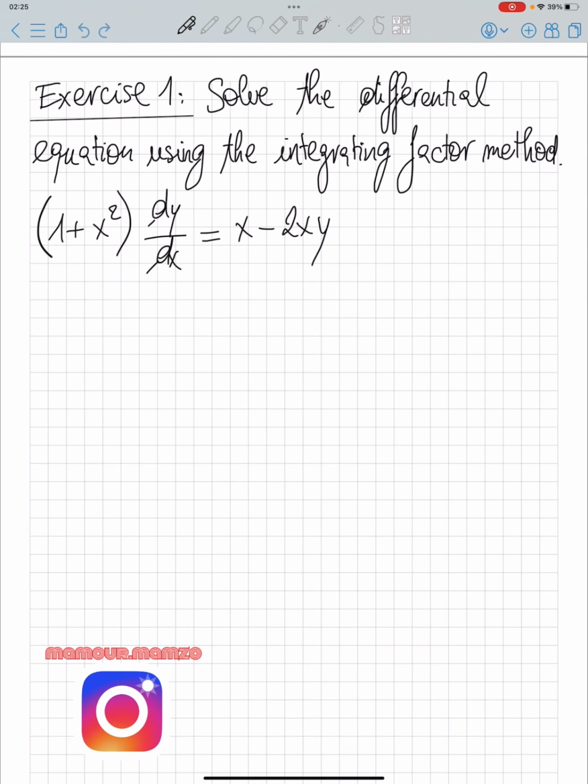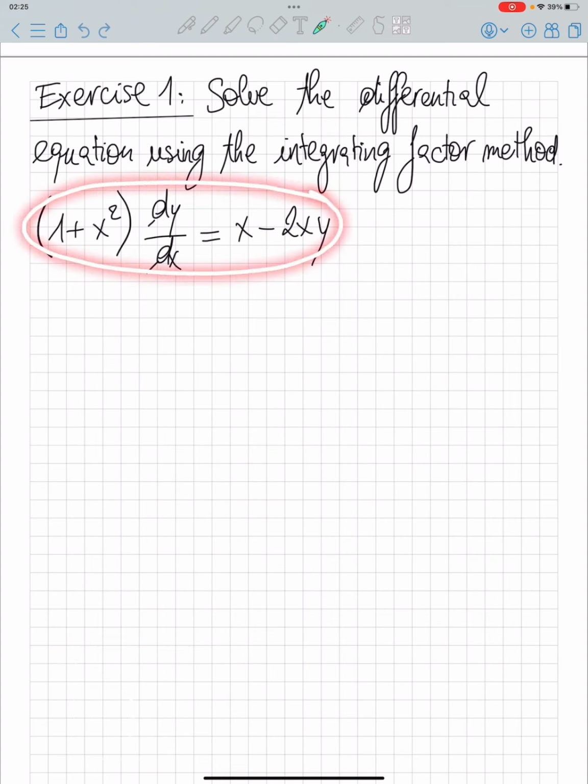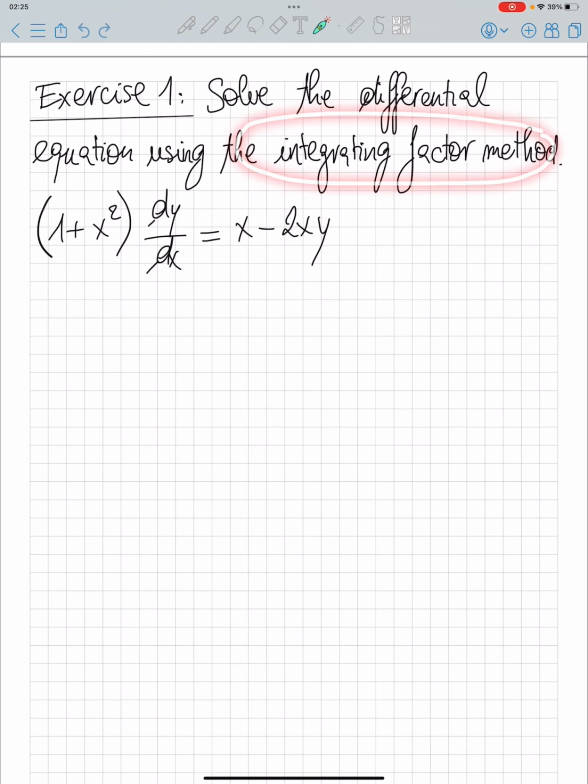Hello guys, in today's video we're gonna solve this differential equation by using the integrating factor method. So before we get started, let's first explain the theory behind this integrating factor method.